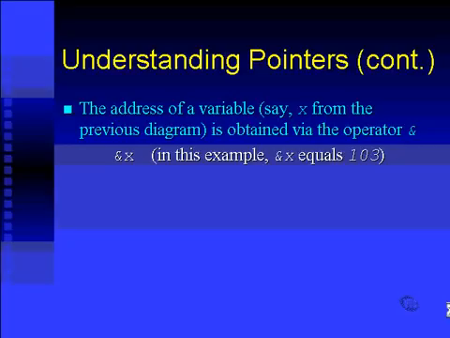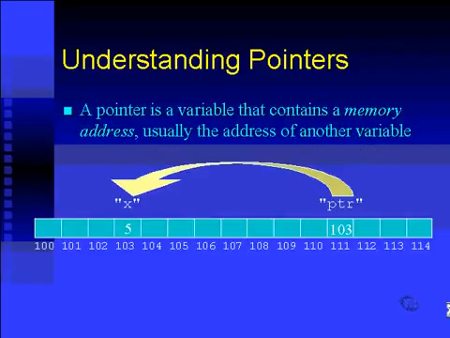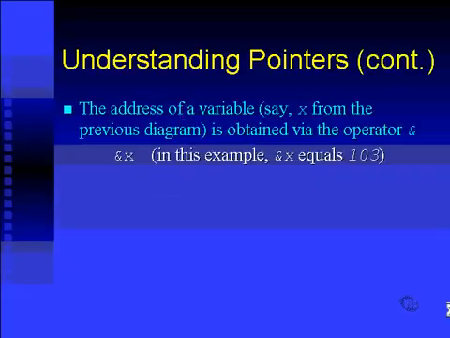In this particular case, the address of x is 103. Remember that? I'll just show you the slide again. See that? The address of x is 103. So ampersand x is 103. I'm introducing to you a new operator called ampersand, which takes the address of the thing to its right. In other words, it takes the address of another variable.